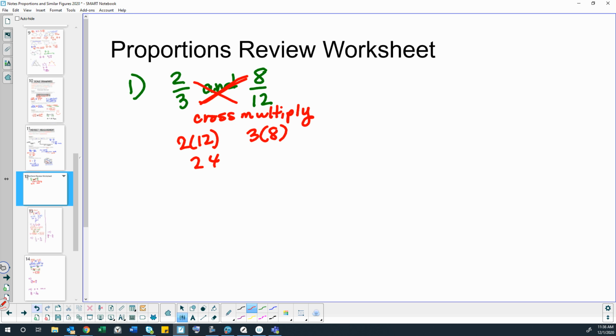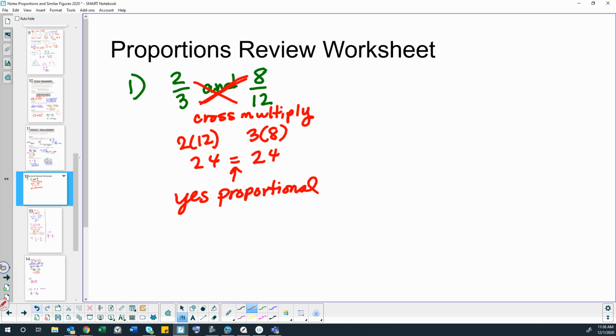And then on the other side, we have 3 times 8, which is also 24. So that's exactly what we needed to know, because since they are both 24 and that's an equal sign, that means, yes, these are proportional. Now, what if those two numbers were not the same? What if we cross multiply and get numbers that are different? Then it's not proportional. Make sense? Okay, then, so that's problems 1 through 4.